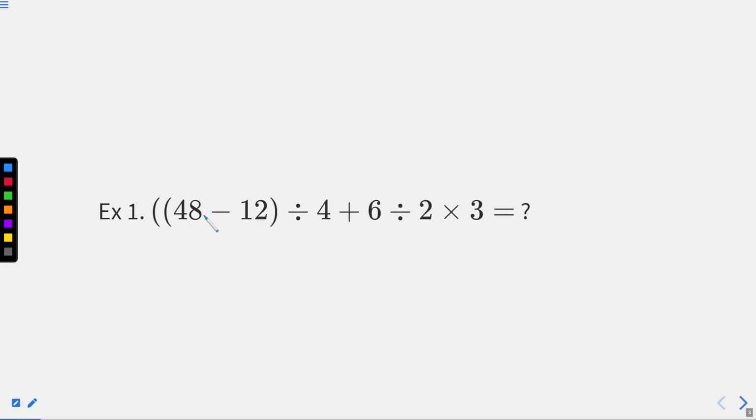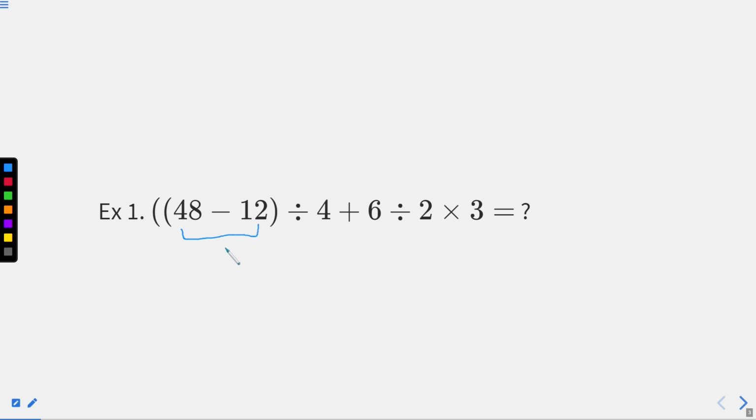Now, I'll straight away move to the first question. The first question says, 48 minus 12 in brackets is divided by 4, then addition of 6 and then division of 2, multiplication of 3. Now you have to find the solution of this particular expression. As we know, according to BODMAS, first we have to solve the bracket. So this is the bracket here.